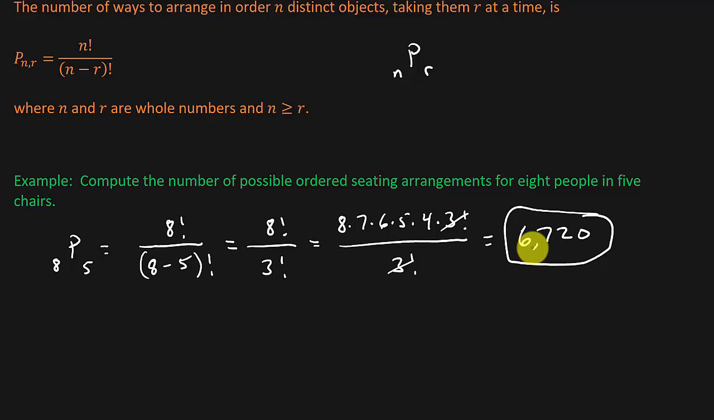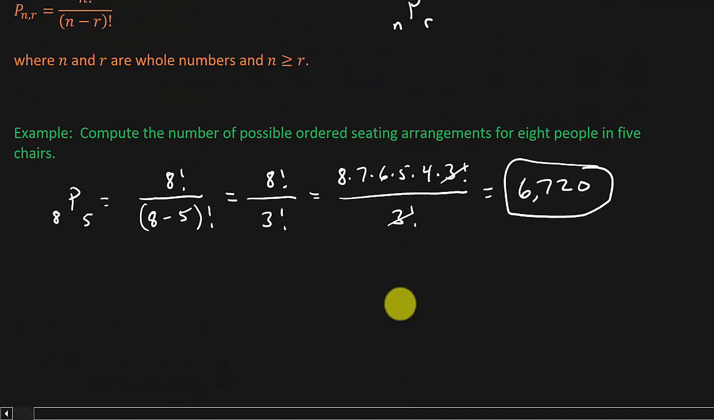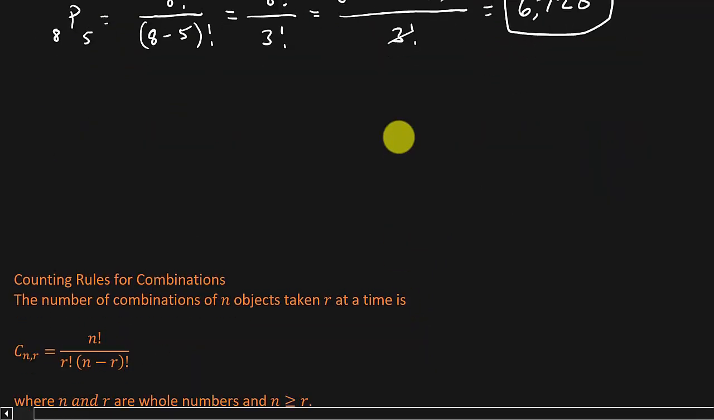All right, so like I said, we're going through permutations, and now let's look at combinations. And then after I work this example, I'm going to explain to you the difference between them, because that's very, very important.